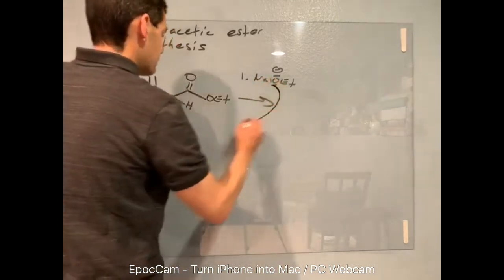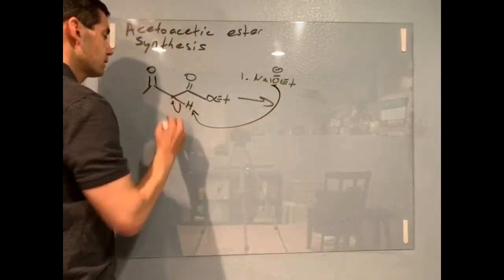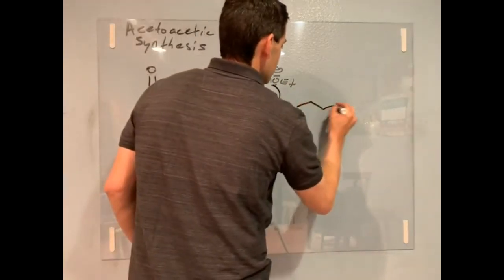So this base is going to come here and take off this proton, and we're going to generate our enolate.